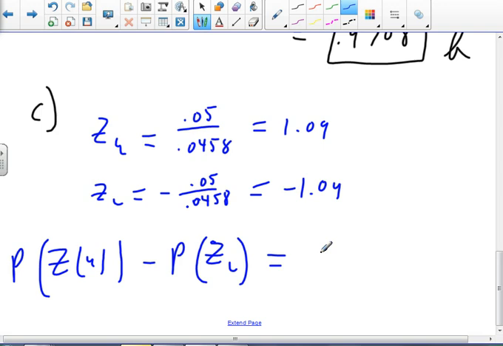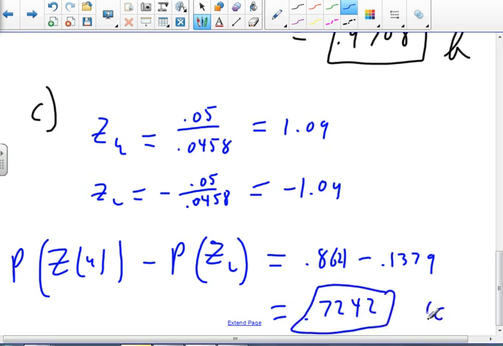1.09 gives 0.8621, minus 0.1379, which gives 0.7242, and that would be my C answer.